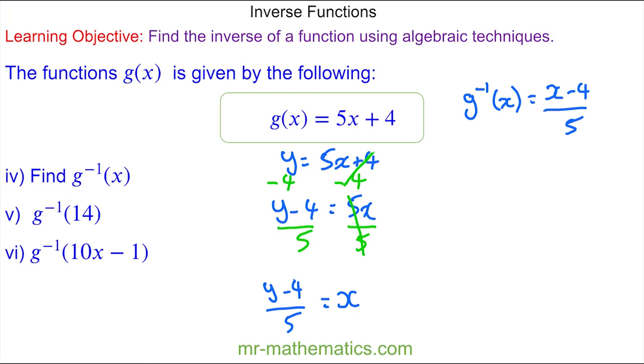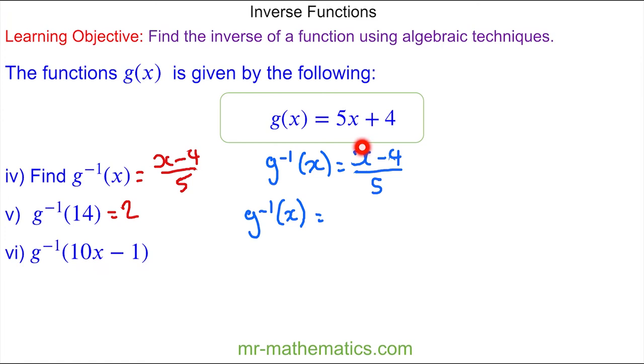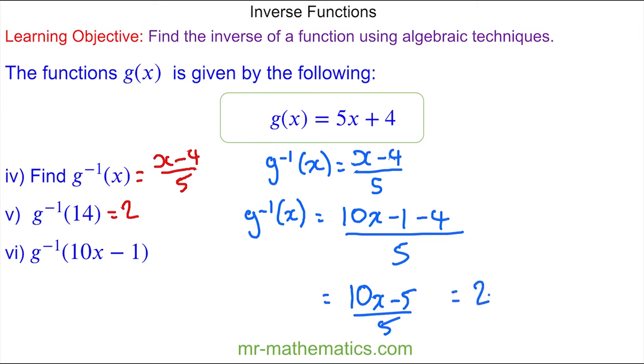And for question 5, I can substitute in when x is equal to 14 into the inverse function. So x equals 14. We have 14 minus 4 over 5, which is 2. And for part 6, I'm going to substitute this expression into our inverse function of g of x. So we'll substitute in 10x minus 1 here. And then we'll take away the 4, and we'll divide it by 5. We can simplify our numerator, so we have 10x minus 5 over 5, which is 2x minus 1.